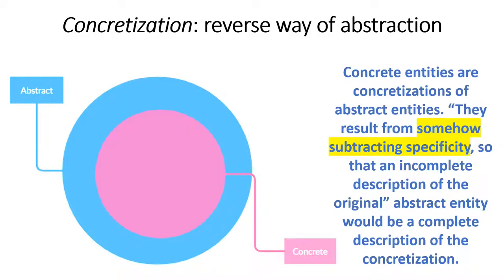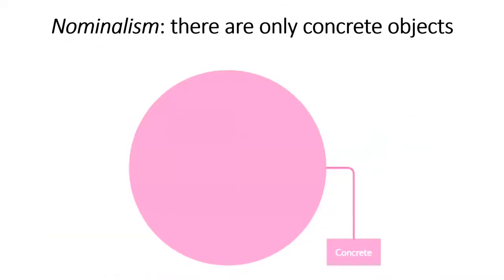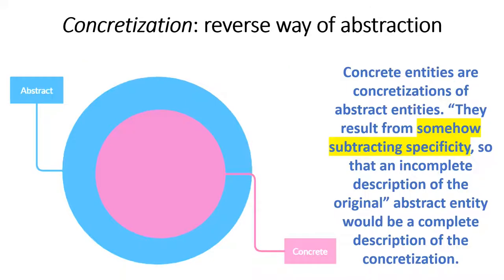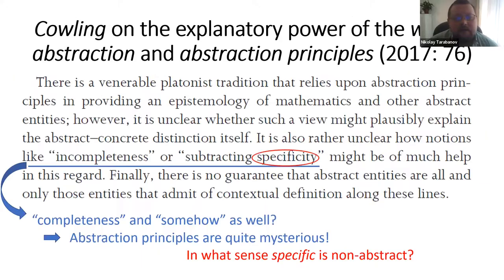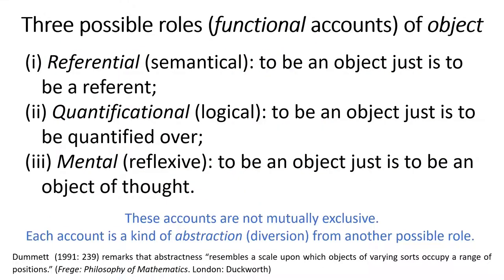So abstract is a superset of concrete. It says concrete entities are concentrations of abstract entities. Somewhere you had a description of what a concrete object was. You had the three classifications. Sorry, I'm trying to remember my question. But anyway, you had a description of the concrete, you had abstract and concrete. There it is. So mental reflexive: to be an object is just to be an object of thought.